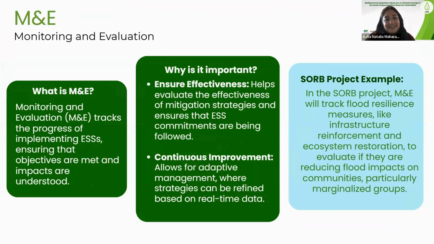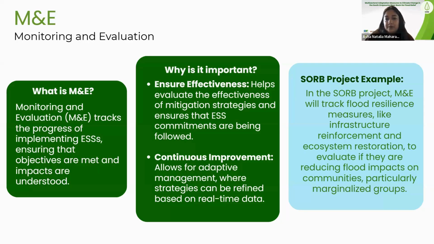To ensure effectiveness, it helps us evaluate the effectiveness of mitigation strategies and ensures that basically we're following through on what we're saying we're going to do. And it also allows us to continuously improve, so that we're not just doing what we said that we're going to do, but that when we look at what we've done, assess the impact that it's had, we can make sure that we adjust, right? Realign the upcoming activities to make sure that we're having the intended impacts we want to have.